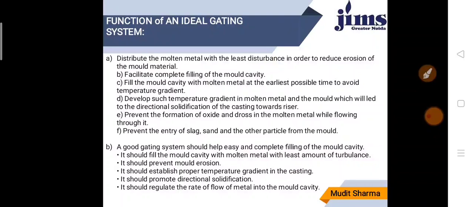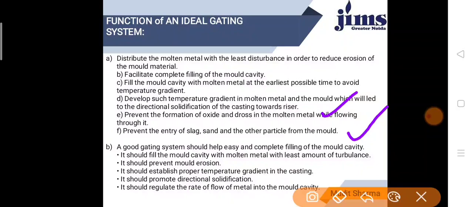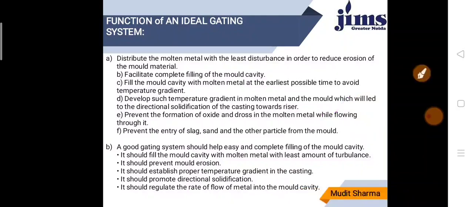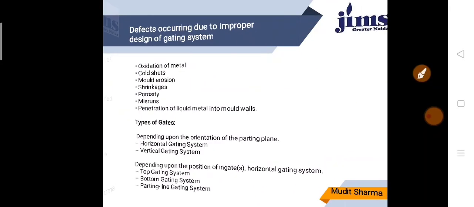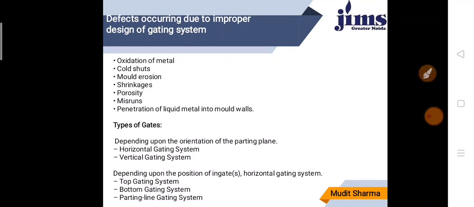You can study in this PPT. I already talked about these. Regulation of the molten metal with least turbulence and disturbance. Facilitate the complete filling of the mold cavity. Develop such a temperature gradient that the molten metal solidifies in the desired direction, directional solidification. Prevent the entry of the slag.